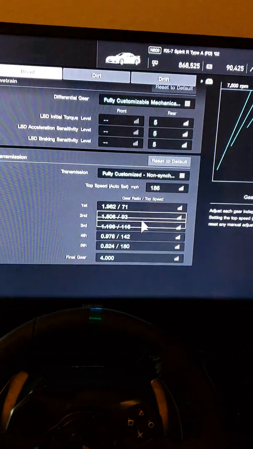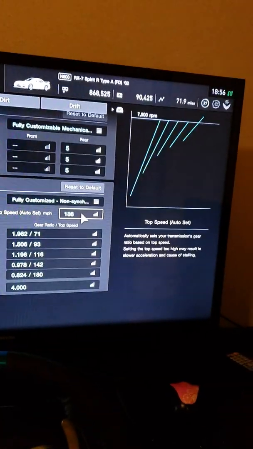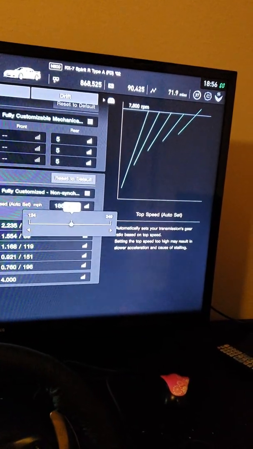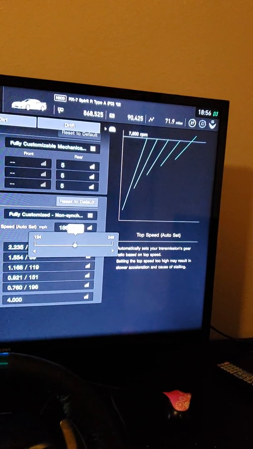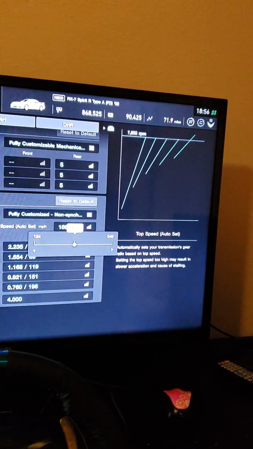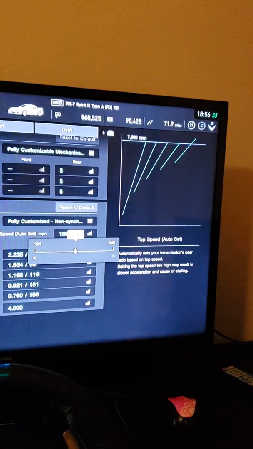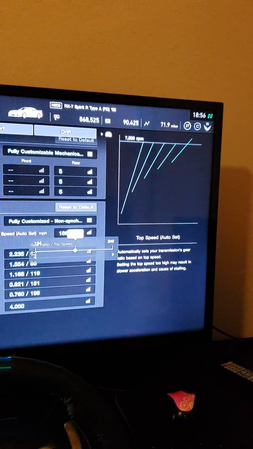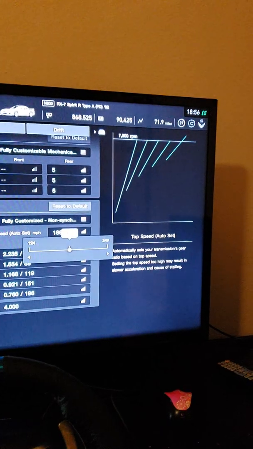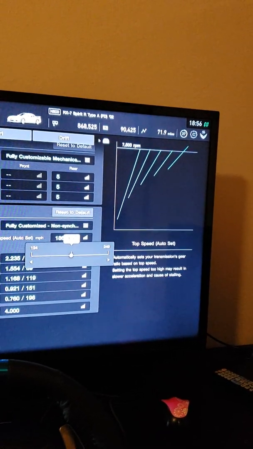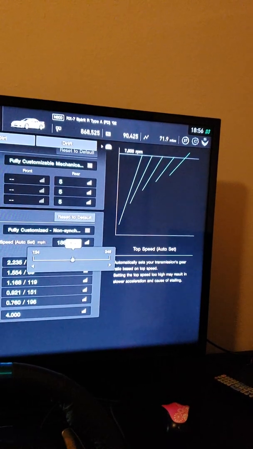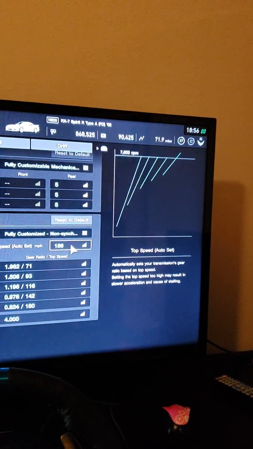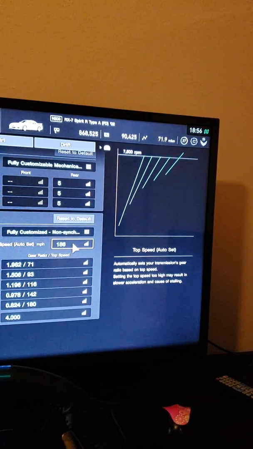Since I've already optimized this gearbox, watch what happens when I press X on this. See how it resets all the values? Only when I press X again and confirm that choice will those changes be permanent, but I'm pressing circle so I could toggle. This is the stock transmission, fully customizable kit, and this is the optimized transmission.